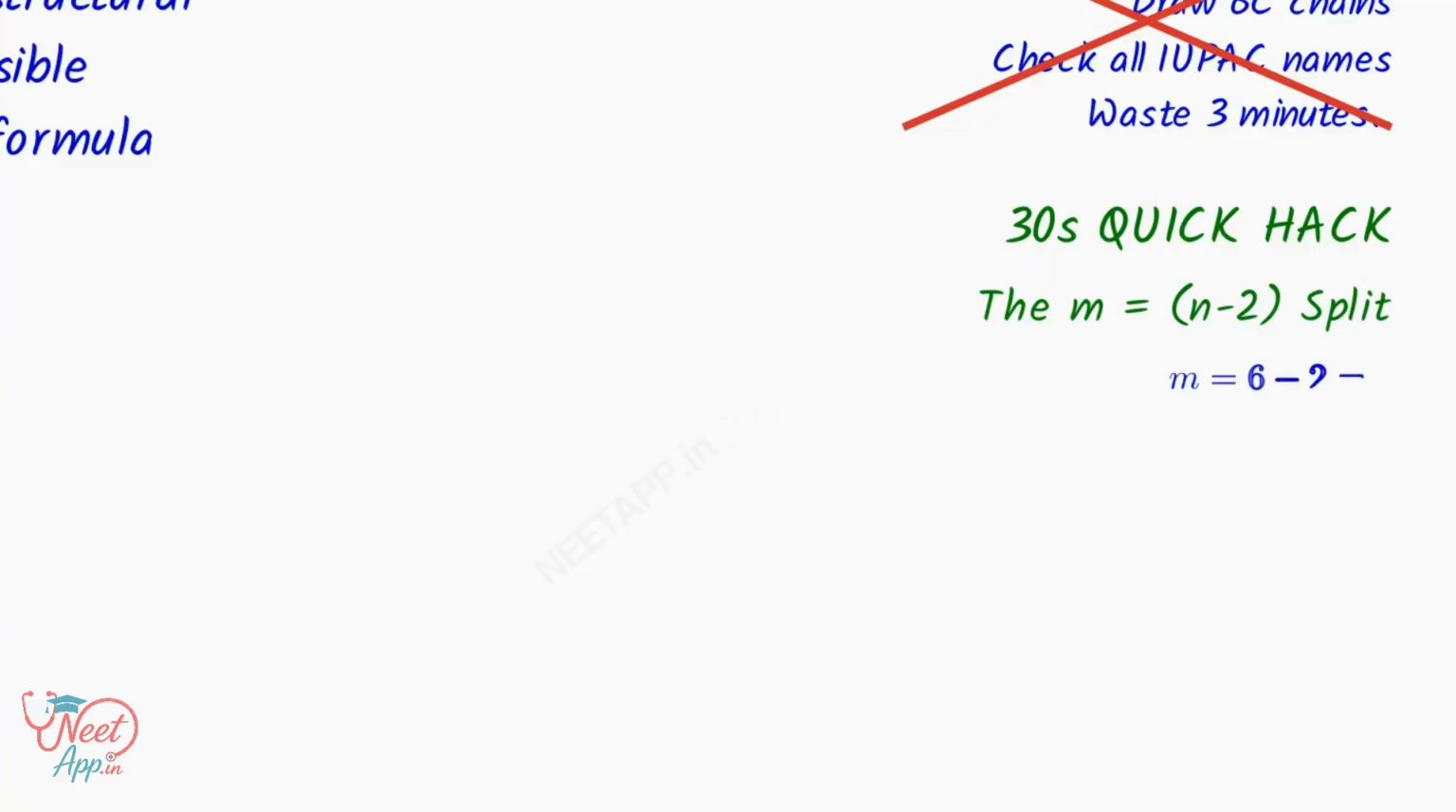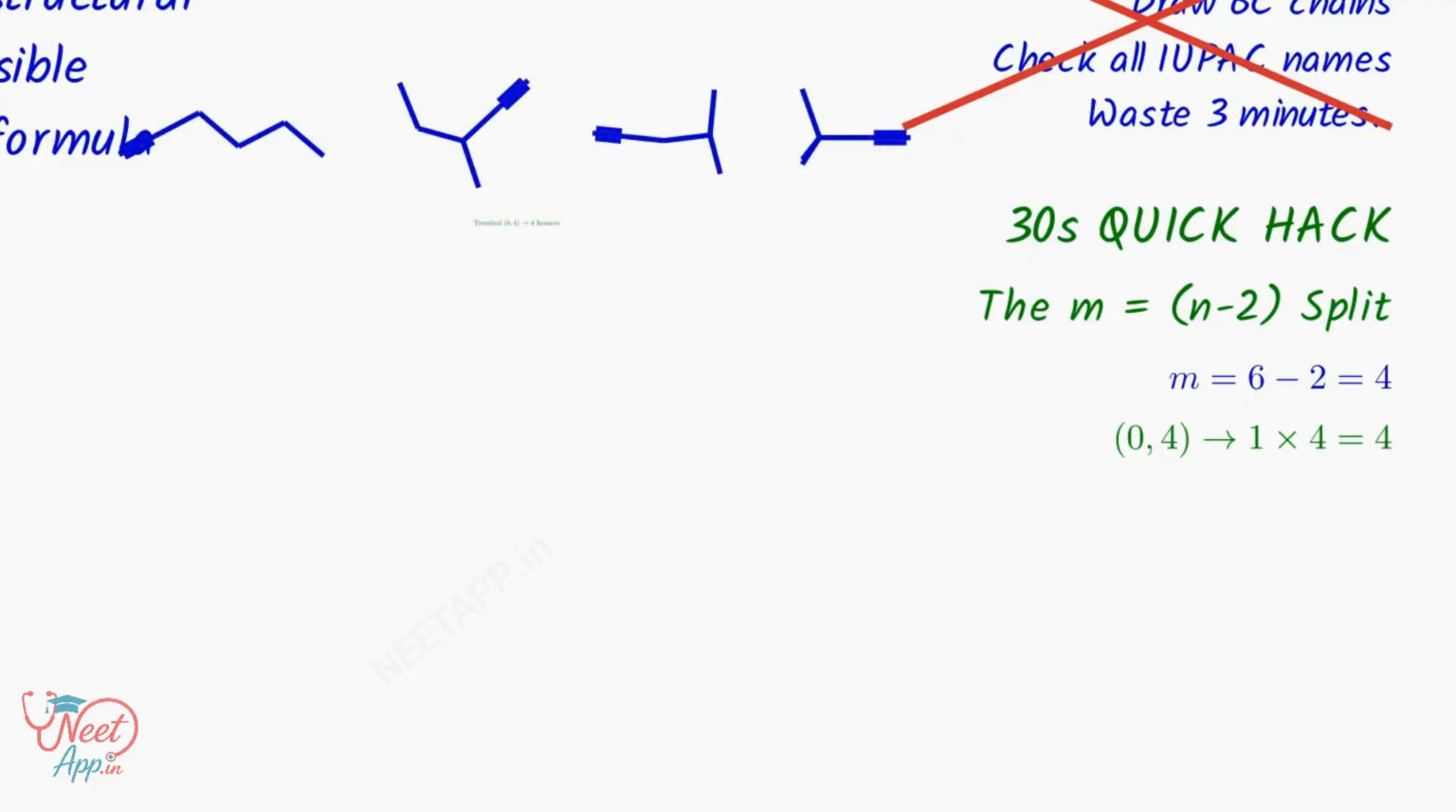First, find M, which equals n minus 2. For 6 carbons, M equals 4. Now find all pairs of numbers that sum up to 4. 0 and 4, 1 and 3, and 2 and 2.